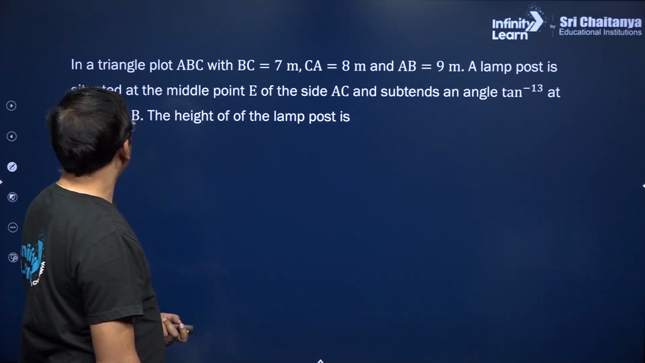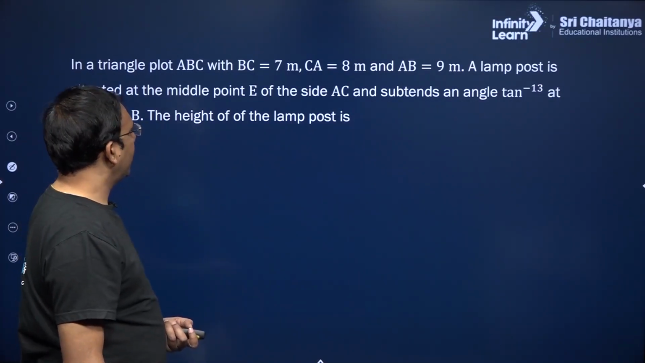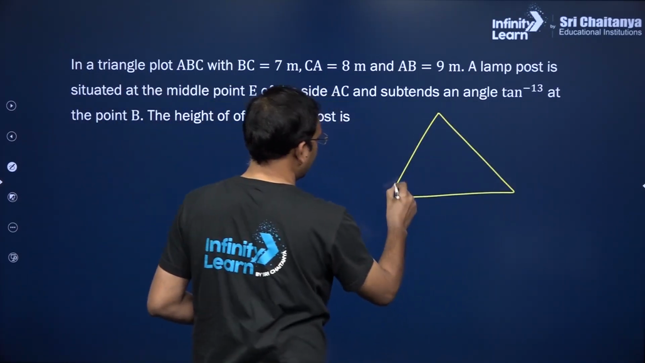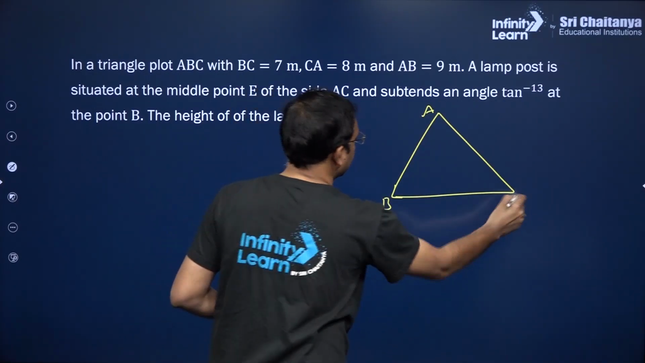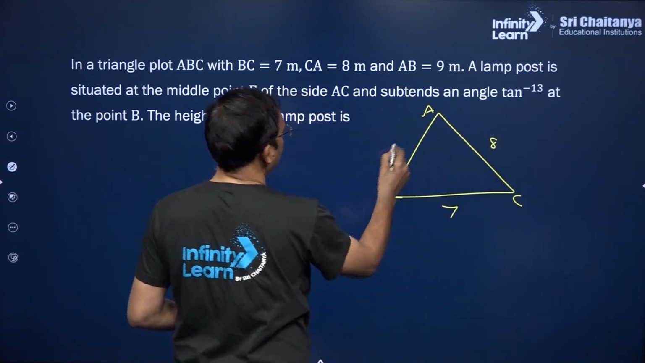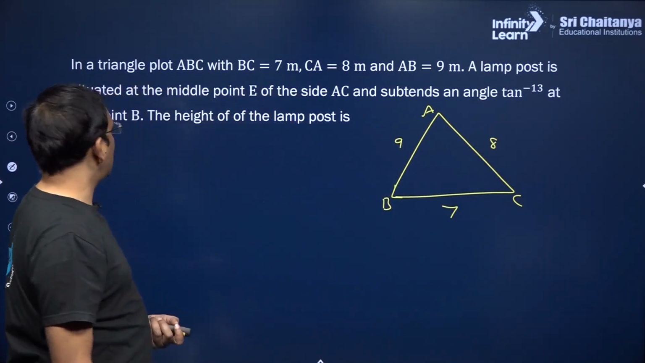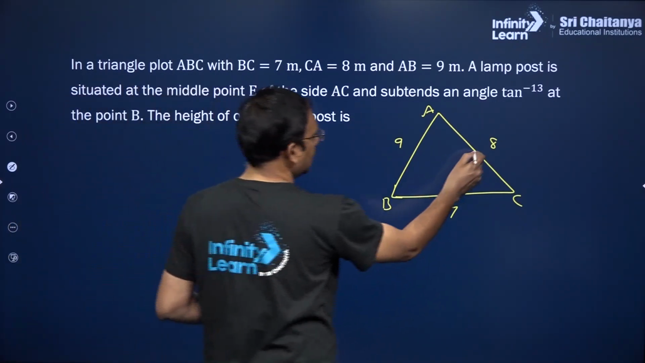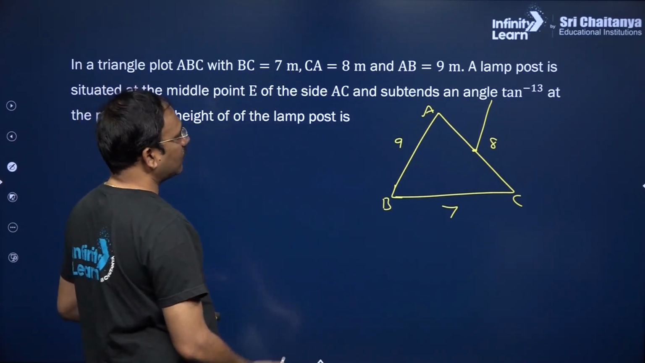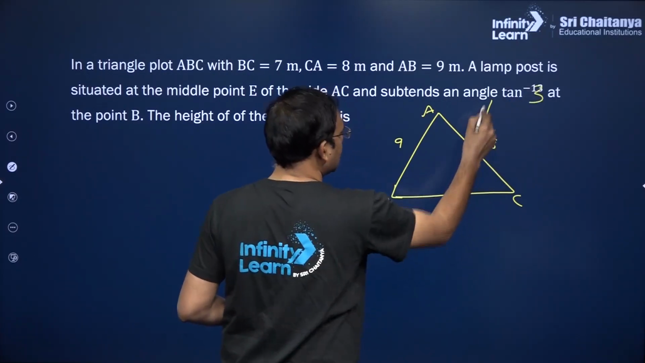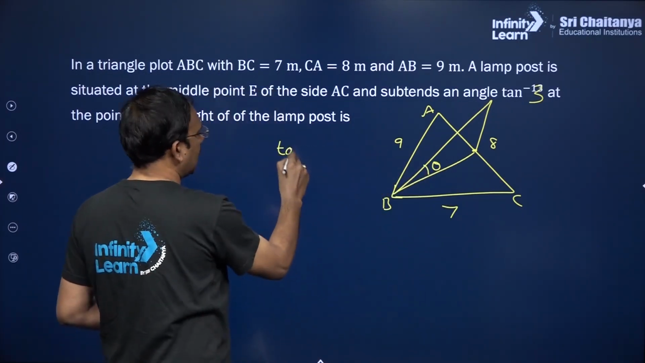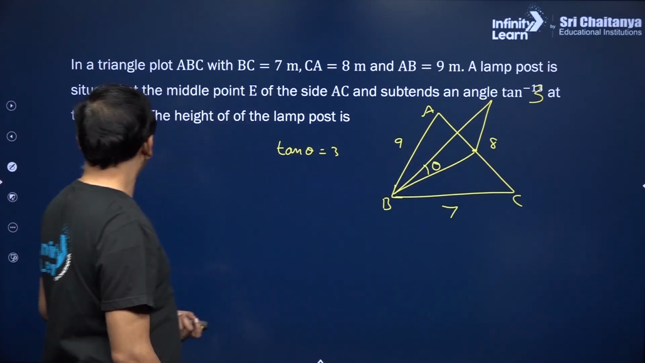Okay. Next, you see, in a triangle ABC with BC is 7, CA is 8, AB is 9. So my dear friends, suppose this is ABC, you can say given BC is 7, CA is 8 and AB is 9. A lamp post is situated at the middle point E of the side AC. Here some lamp is kept, my dear friends, which subtends an angle of tan inverse 3 at the point B. Tan inverse 3 means this is the ground, this is the height, this angle theta is such that tan theta is equal to 3.